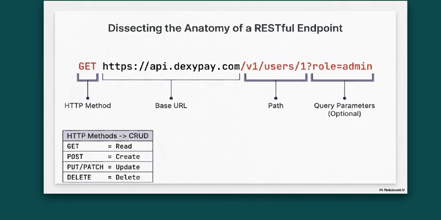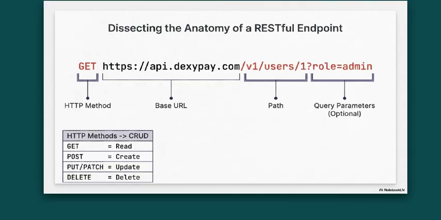V1 tells the server we are communicating using version 1 of the API rules. Which is crucial because if the company ever releases a massive code-breaking version 2 upgrade, older mobile apps that haven't been updated will still securely route to V1 and continue functioning. That makes total sense. Next, users defines the collection of resources we are targeting. Right. And the 1 at the end is the unique identifier. Because we don't want a massive list of every user, we want the specific data for the user whose database ID is 1. Exactly.